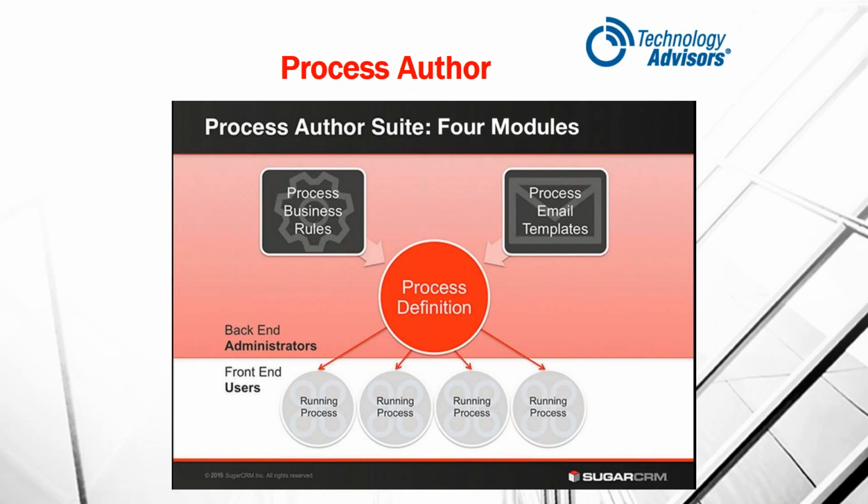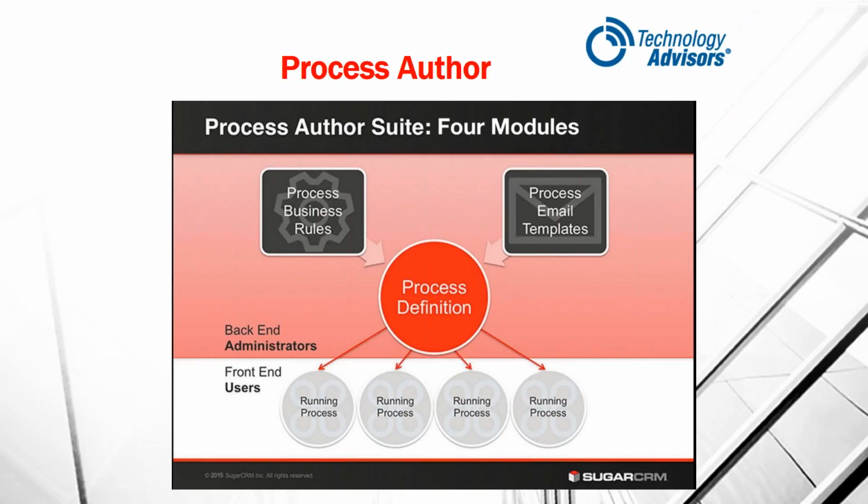Some processes may use process email templates. Those are pretty self-explanatory. Those are any email messages you want to send out as part of your process. Some processes may also use process business rules. We'll look at an example of this, but process business rules are basically a set of conditions and results that you want to use within a process.